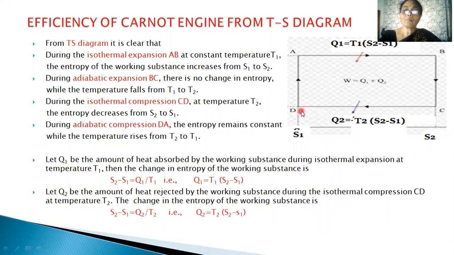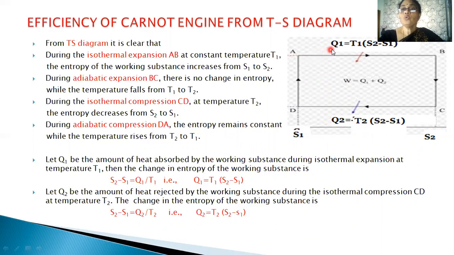During the isothermal compression, once again, the process is taking place at constant temperature. So the entropy decreases from S2 to S1, while the temperature remains constant at T2. During the adiabatic compression DA, the entropy once again remains constant, while the temperature rises from T2 to T1. So these are the 4 operations which take place while the working substance is undergoing the 4 types of operation as we have represented in the PV diagram. Now let's calculate the work done with the help of this TS diagram.